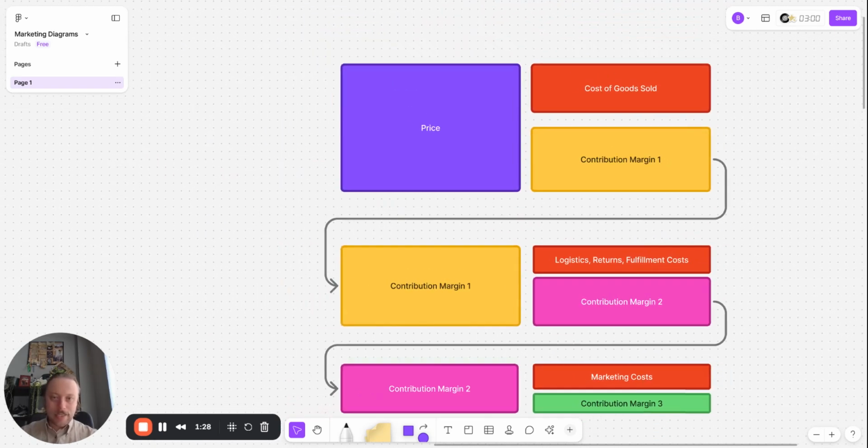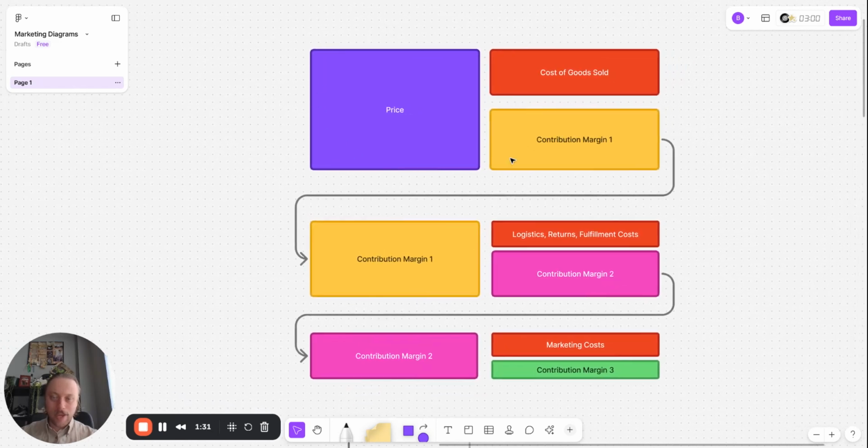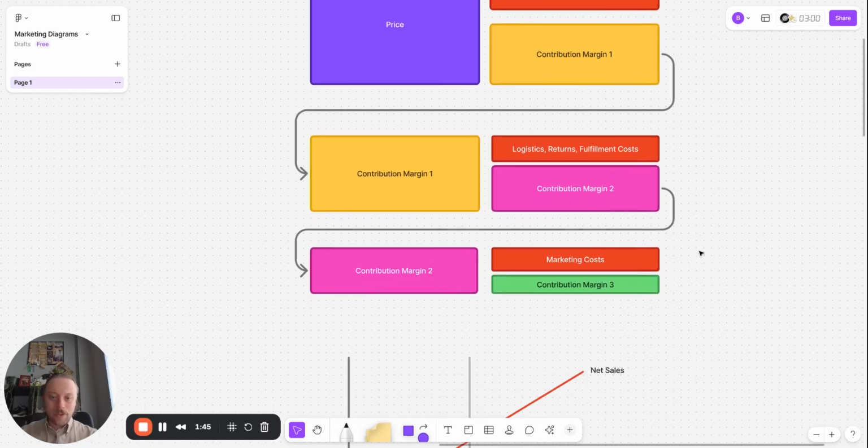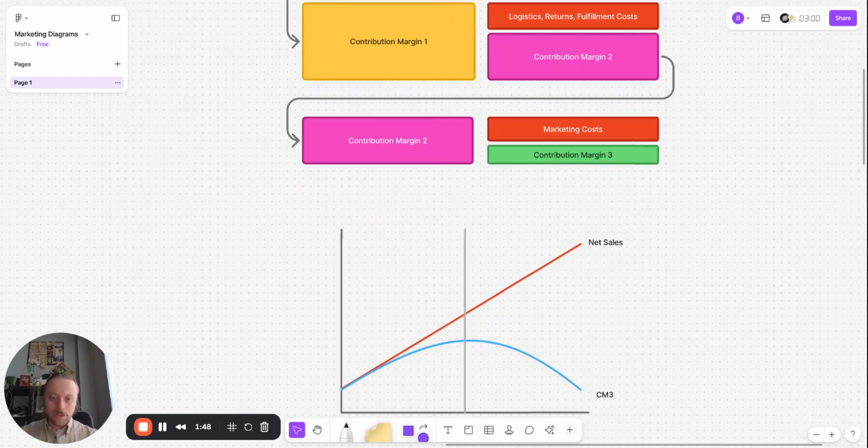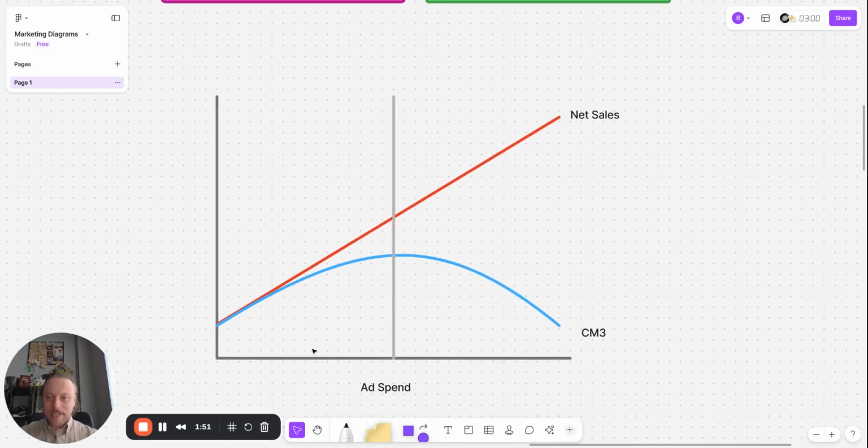So as you can see in the step-by-step journey, you start with the price, which drives your sales. But at every step in the journey, you ultimately lose more and more of the dollars that you've earned from the sale, and that is no longer being kept in the business. Now, when we look at the difference between net sales and contribution margin three, we usually see this relation as it pertains to ad spend or overall marketing spend, which is the more that you spend, the more net sales you're going to make. But eventually, at a certain point in time, you start to lose contribution margin three.